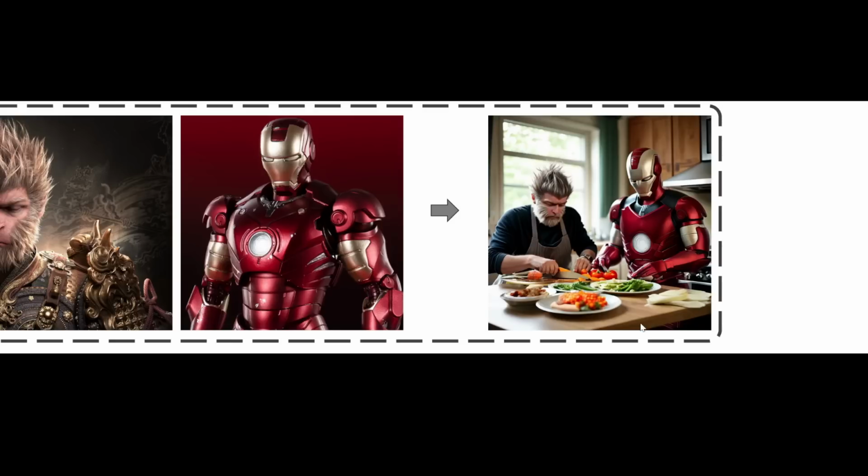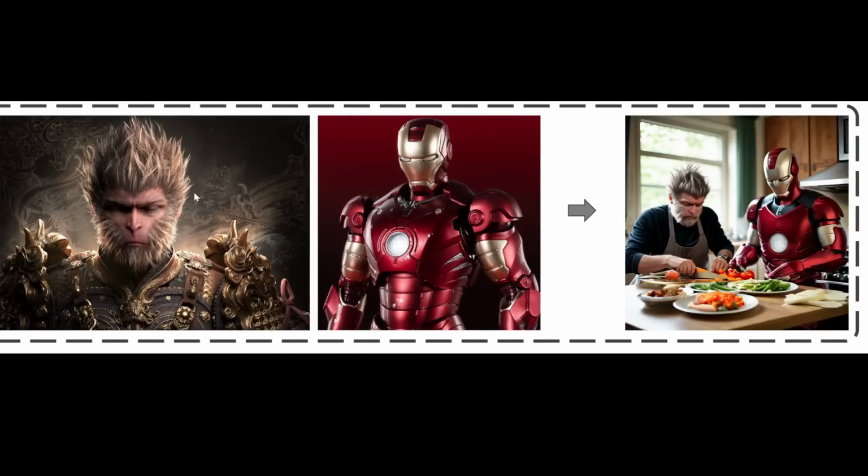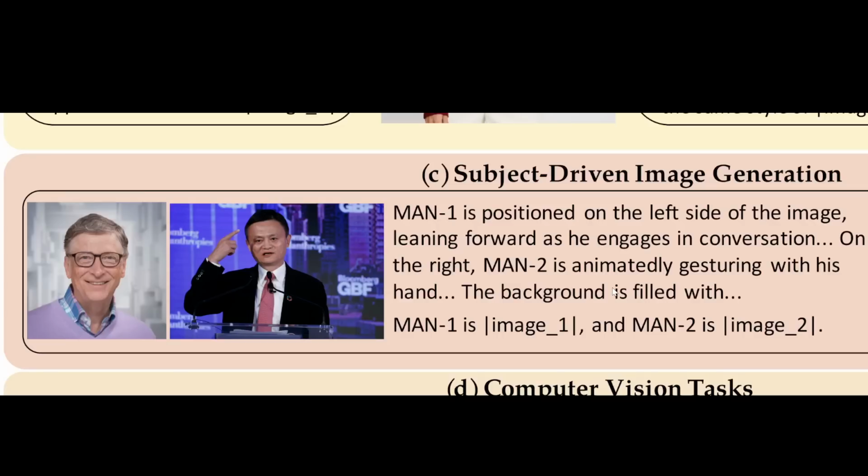How crazy is that? There's no longer any need to train LoRAs anymore. You can just upload a photo and then prompt it to generate a photo of your reference character. Here's another super realistic example. All you need to do is upload one image of each character. So here's Bill Gates, here's Jack Ma.